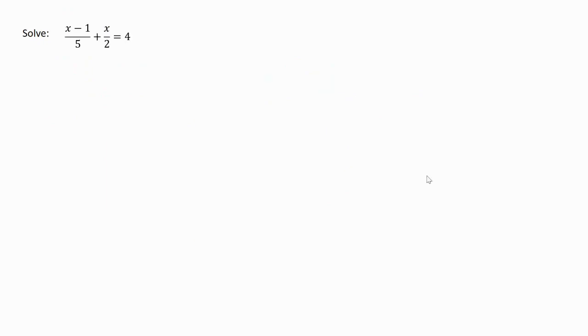All right, let's take a look at another example. Here we're asked to solve the following: (x - 1)/5 + x/2 = 4. Notice on this problem we have a fraction. So the first thing we're going to do here is remove the fraction.